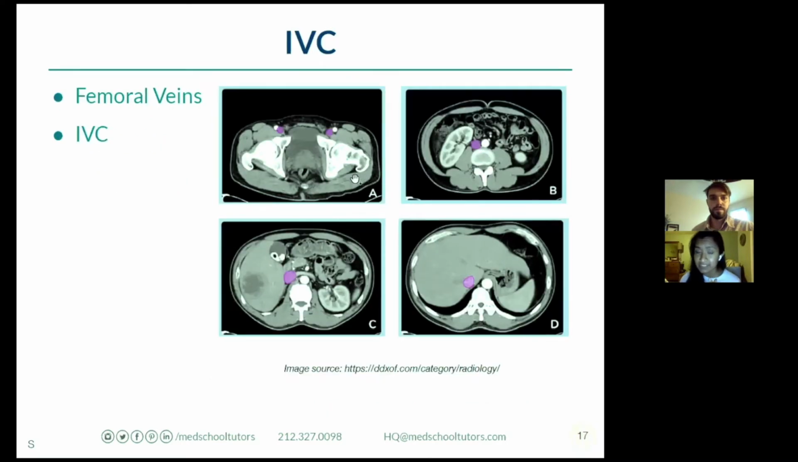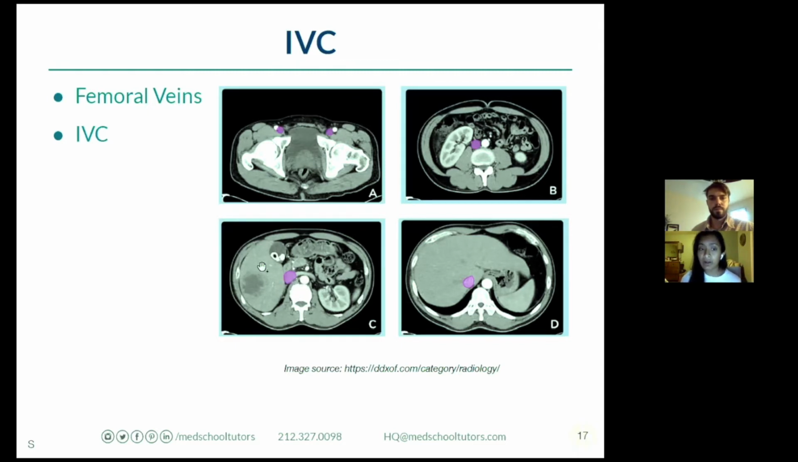Next is the IVC, right? Now we're going to go backwards, because this is blood returning to the heart. So this is low in the pelvis, up in the abdomen, even higher in the abdomen. Here we're down at the level of the femorals, right out here, bilateral. Then they come up. Here we have the IVC again, after they've joined together. And now we're still at the level of the pelvis, coming up here.